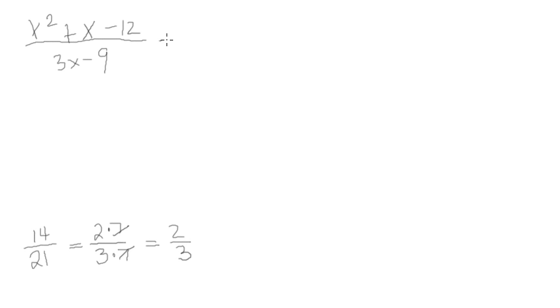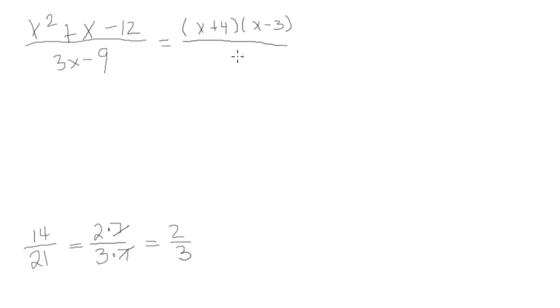So my first step is to factor. And so for the first polynomial, the one in the numerator, I recognize that I want factors of -12 that add up to 1. And so I write x plus 4 and x minus 3 because 4 times -3 is -12, and 4 plus a -3 is +1.